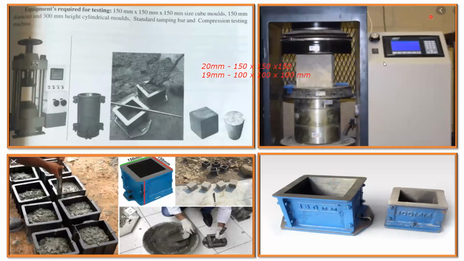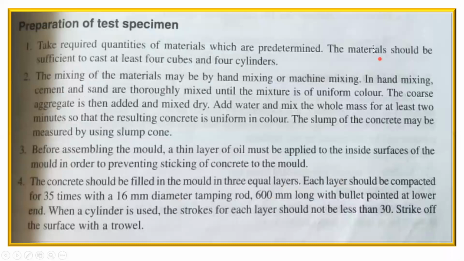Now we'll move to the preparation, how this test has to be done. It's very simple. First, take required quantities of materials which are predetermined. The material should be sufficient to cast at least 4 cubes and 4 cylinders. Forget about the cylinder, we'll try to do only the cube. If you're using a cylinder, you can do that.